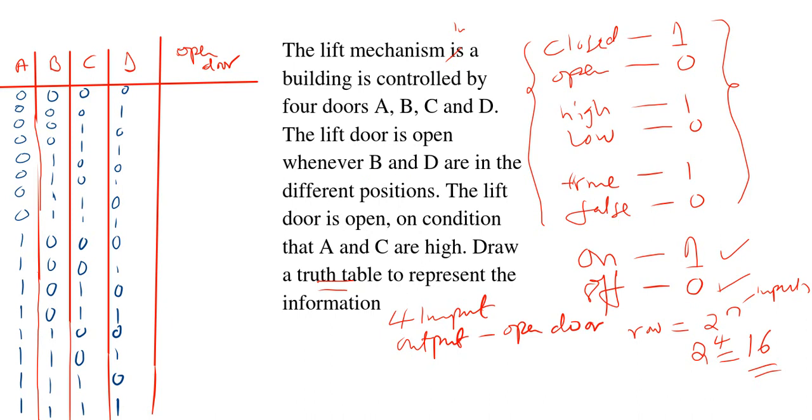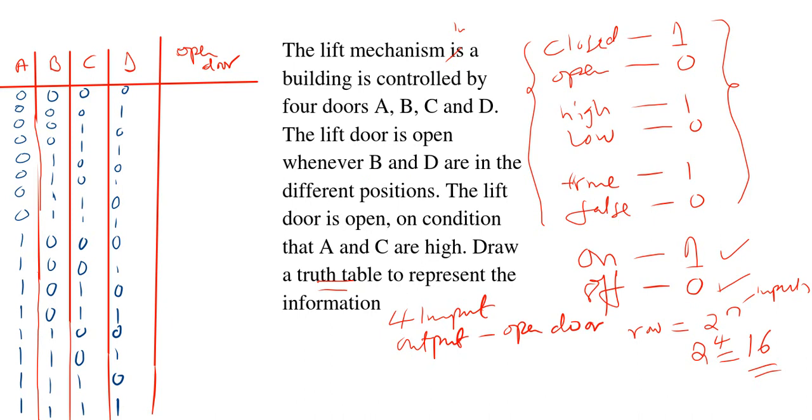Should not have same logic in order to have the door open. Meaning, either of them should have a 0 and the other one a 1. When one is at level 0, the other one should be at level 1. And if the other is at level 1, the other one should be at level 0. That is what we mean by different positions.